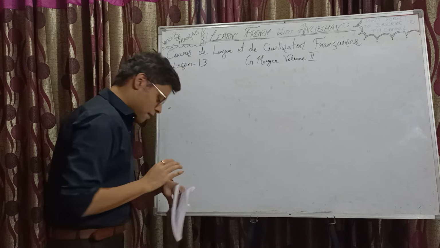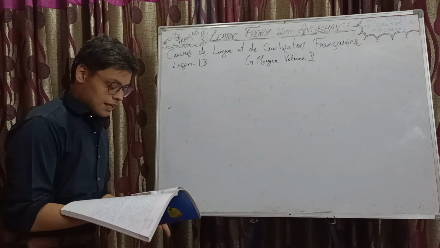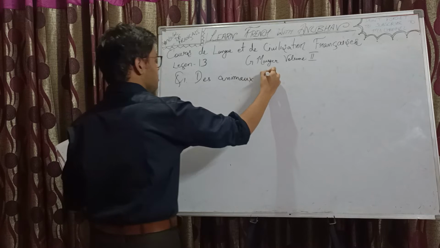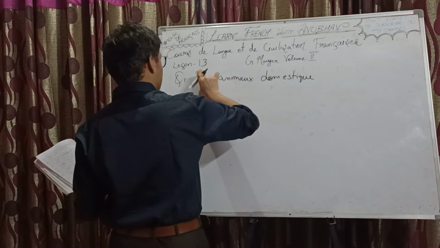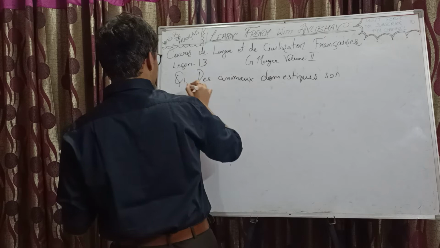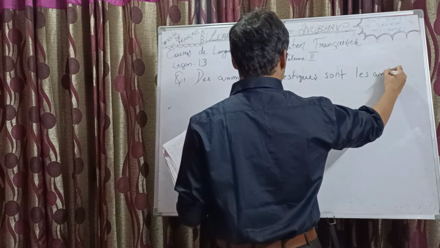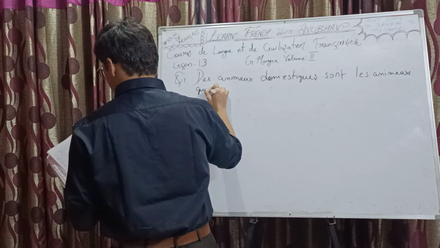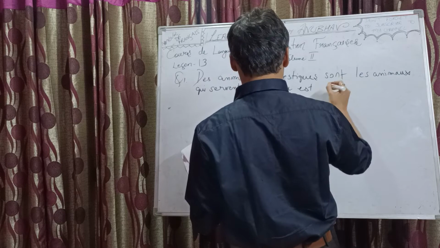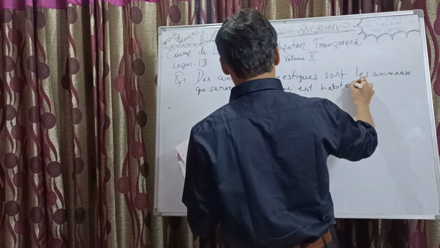First one, qu'est-ce que les animaux domestiques? What do we mean by domestic animals? So you can write the definition. Well, it should be les, the domestic animals. Les animaux domestiques. Les, we are using later day. Les animaux domestiques sont les animaux qui servent à l'homme et habitent avec l'homme.